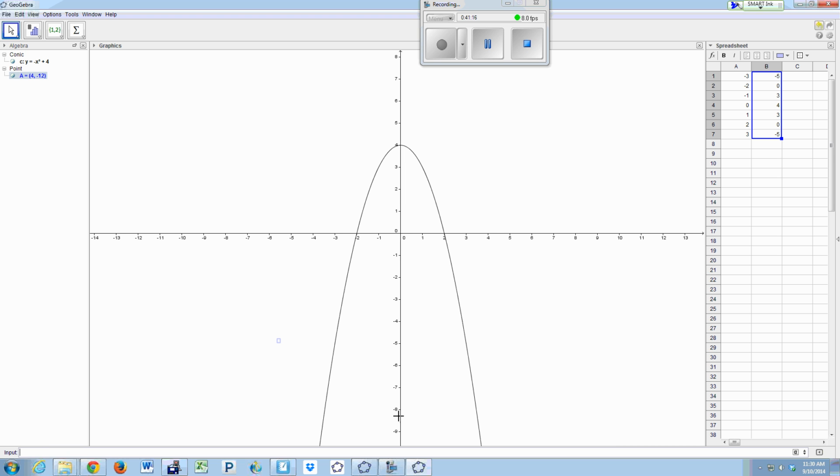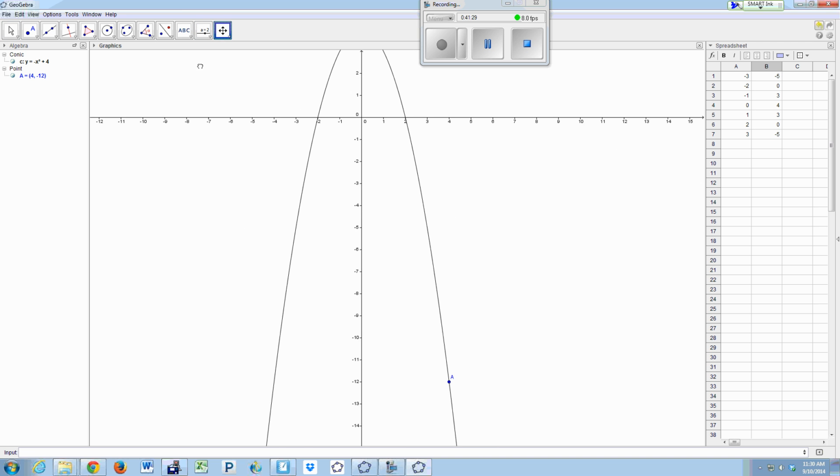So where is it on here? How come you can't see that point A, that object A? Why can't I see it on here? It's not in the window. So one thing you can do is you can just move this up, and there's point A.